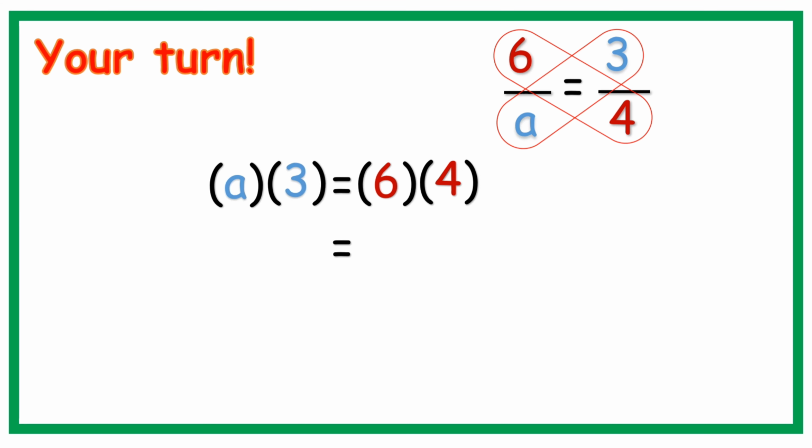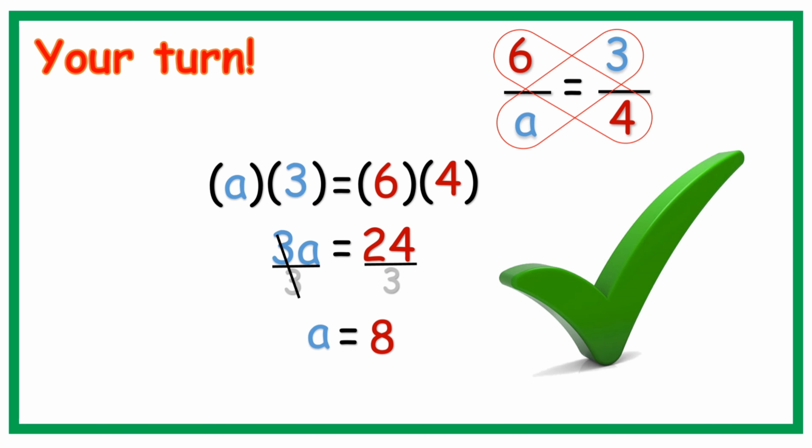A times 3, we have 3a. 6 times 4, we have 24. And since the variable still has a number with it, we're going to remove it by dividing 3 on both sides. That will cancel 3, isolating our variable a. Copy the equal sign, and 24 divided by 3 is 8. That's it. Just like that. A equals 8.